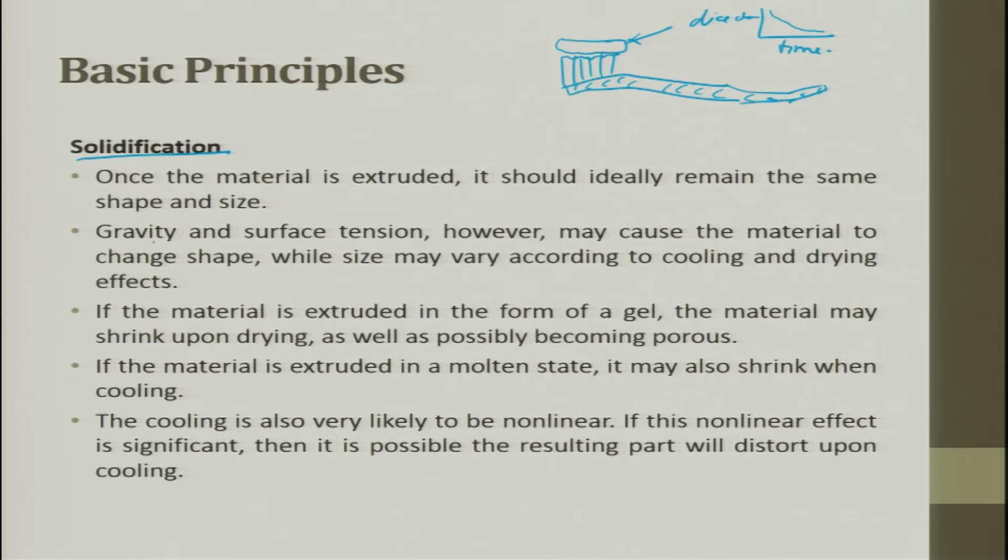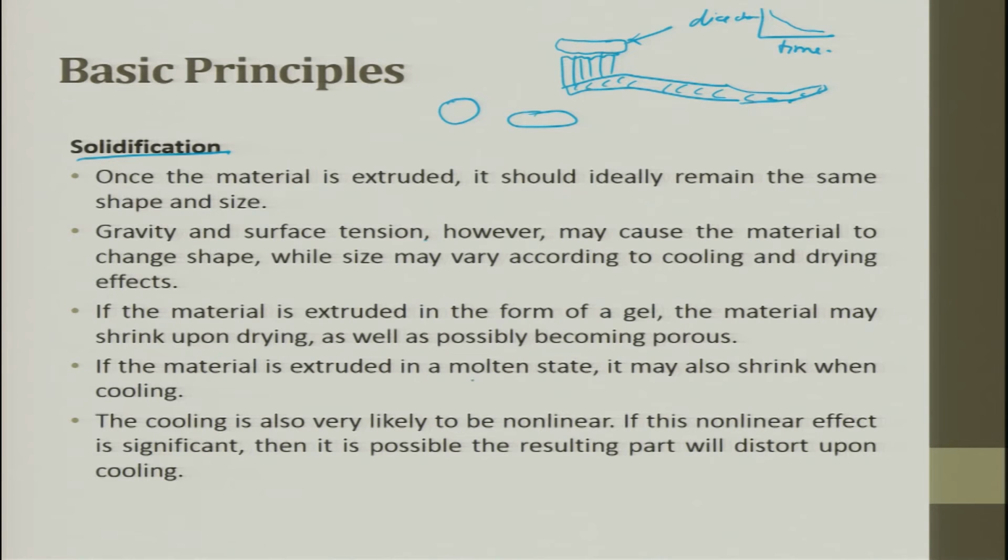So, that is what the gravity and surface tension may cause the material to change shape, while size may vary according to cooling and drying. If the material is extruded in the form of gel, it can shrink. What happens? The diameter will reduce, but it is a constant volume process. So, this diameter will become this diameter. The height will reduce because it is a constant volume. If the height will reduce, the diameter will increase, that is all.